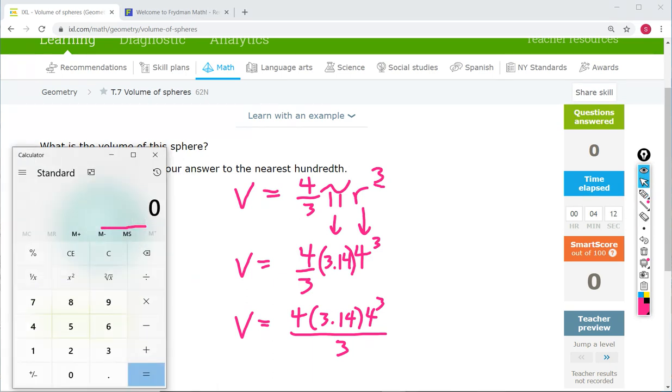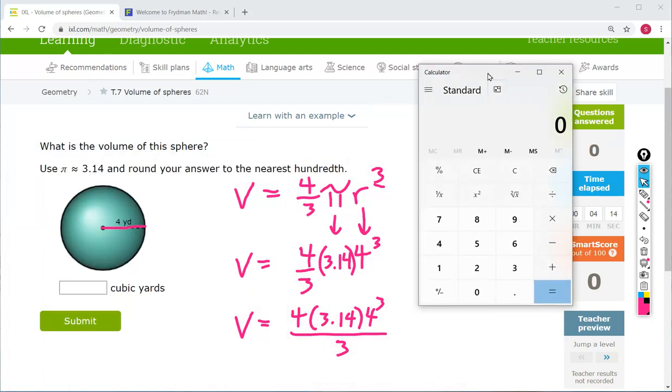So now let's get our calculators, and we're just going to type all of this in. So we have 4 times 3.14 times 4 to the 3rd power means 4 times 4 times 4. Okay, and then we're going to divide all of that by 3.